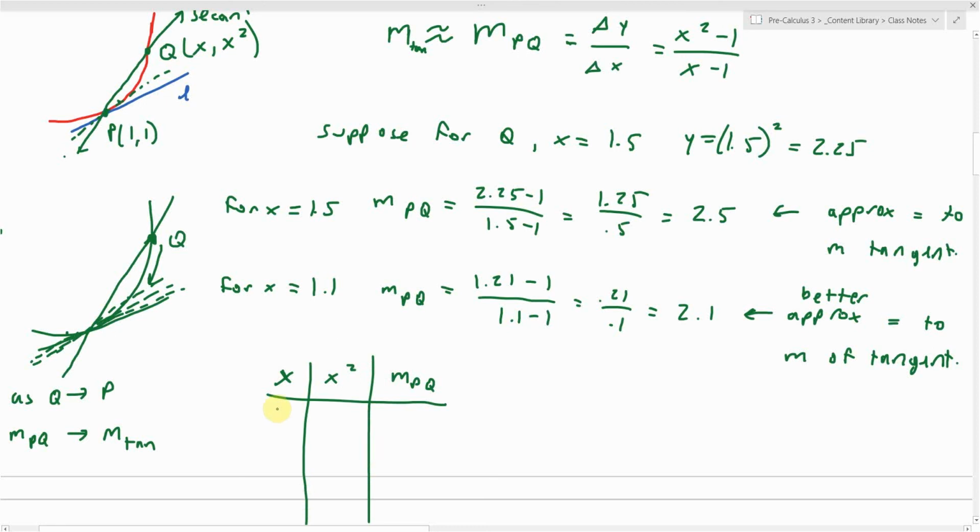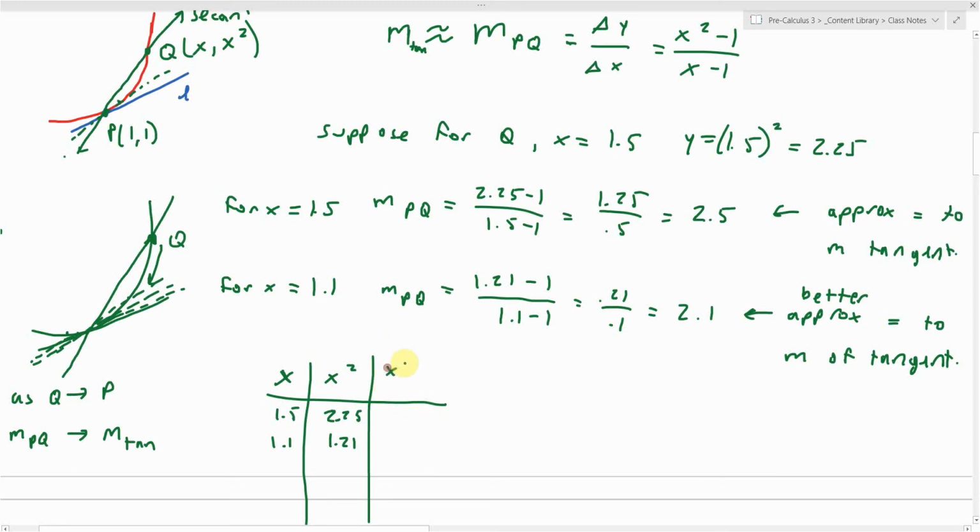We already did it at 1.5 and saw 2.25, and that gave us a slope of PQ that was 2.5. That was our first approximation for the slope of the tangent. Then we did 1.1. That was our corresponding y coordinate, and we don't necessarily need that middle column actually.